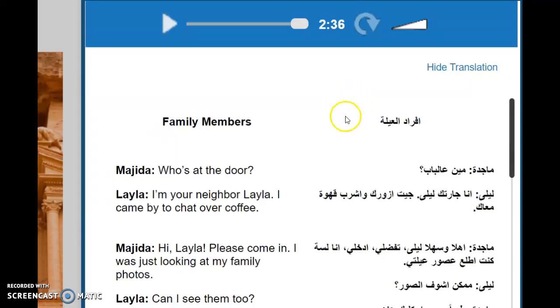All right, we have a new dialogue here. We're going to be looking at a conversation between two neighbors talking about the members of their family. It's called Afrad al-Aila, members of the family.